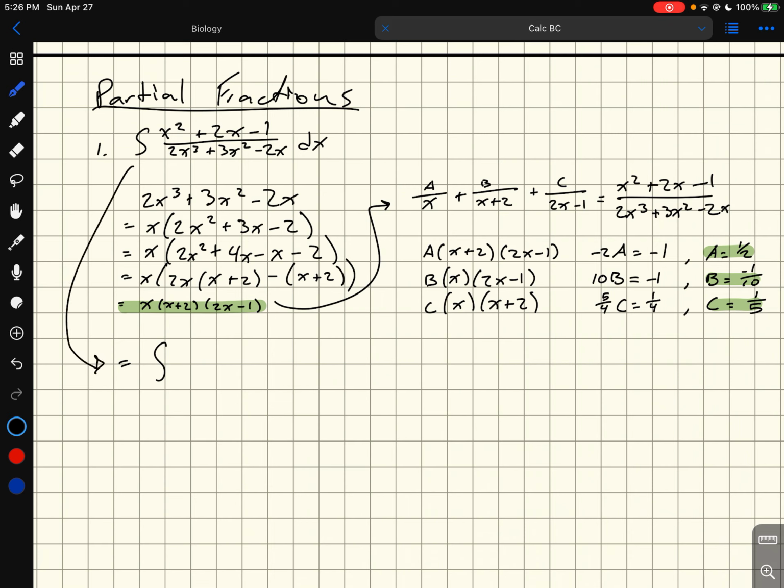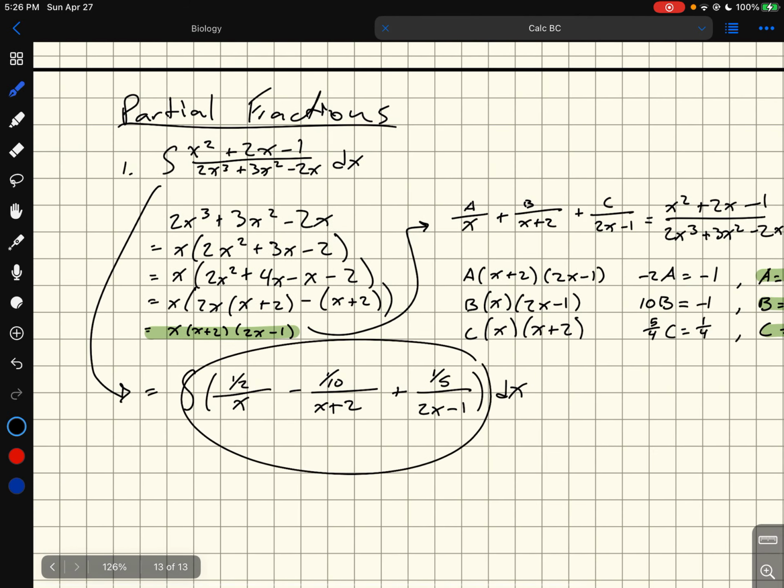I'll keep the arrow. So 1/2 over x plus, or actually minus 1/10, because this is a negative, over x plus 2 from here, plus 1/5 over 2x minus 1 dx. So that is our integral. So this is equal to this. I just wrote it in a different way.